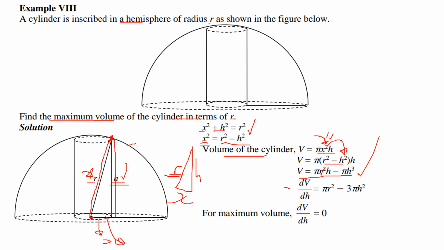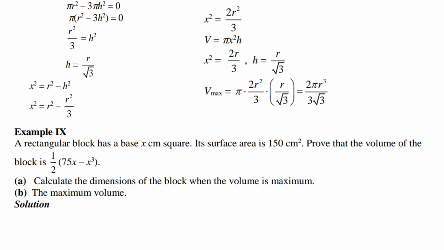So we find dV/dh. Here, since pi r squared is a constant, we only differentiate h, so remain with pi r squared. Differentiating h cubed, you end up with negative 3 h squared, and then with a pi which was constant. Then we bring in our condition that for maximum volume, the first derivative must be equal to 0. We equate the first derivative expression to 0, and then we factorize out the common item, which is pi. Remember that pi is a constant, so you can easily get rid of it.